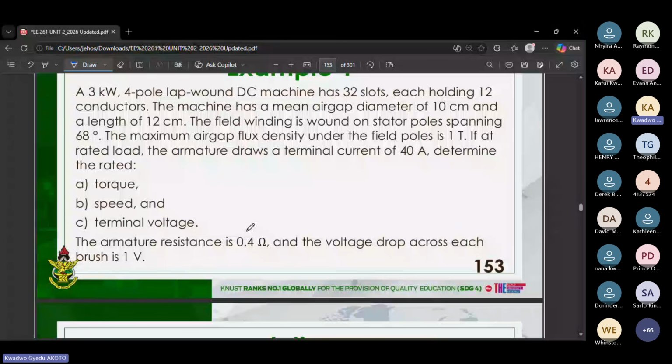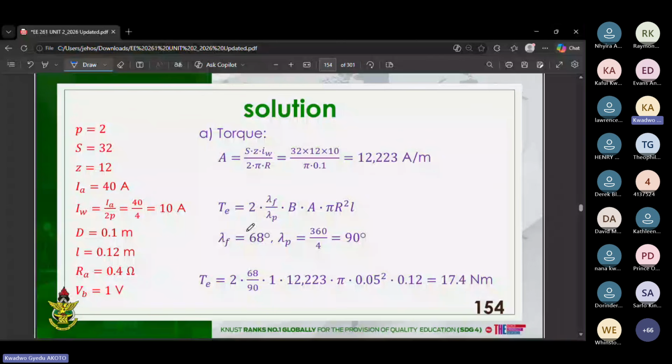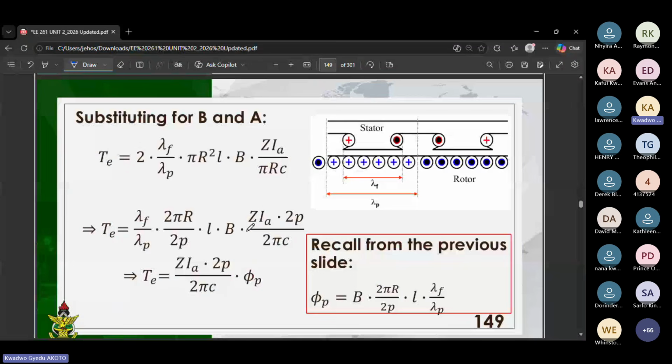And please know the formula for current loading, A is equal to S times Z IW, and so on. Know that one because in your midterm, he didn't give that. The torque equation is also just the same equation being written from here. So this is our torque equation. This is the equation he's using.